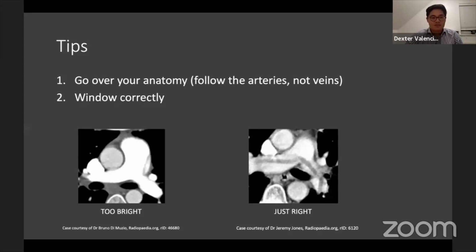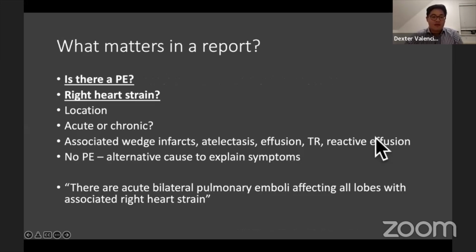Okay, so tips: go over your anatomy, follow the arteries, not the veins, and window correctly, like I said before. With a little bit of graininess, make sure you can see through the vessel. For me as a radiologist, what I want to give to the clinician is: is there a PE, is there a right heart strain, and the other stuff I mentioned as well. So the location, do I think it's acute or chronic, and are there any other associated things? Also, if there's no PE, it's useful to let the clinician know: is there a rib fracture, is there infective consolidation, is there a pneumothorax, things like that, because it won't always be a PE.